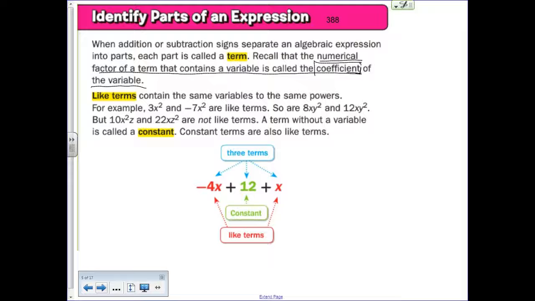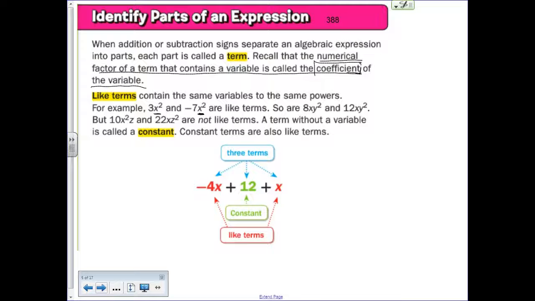Like terms contain the same variables to the same powers. For example, 3x squared and negative 7x squared are like terms. Even though the 3 and the negative 7 appear to be different, the x to the second power in both of those terms are what make them like terms. So x to the second power makes them like terms.